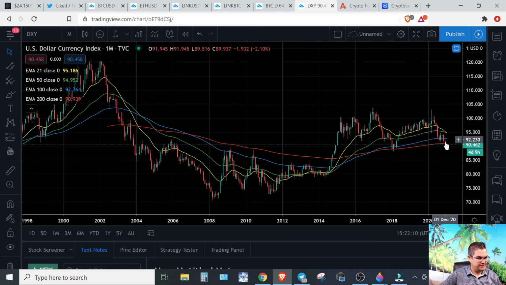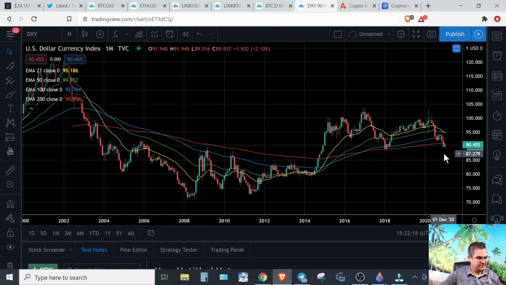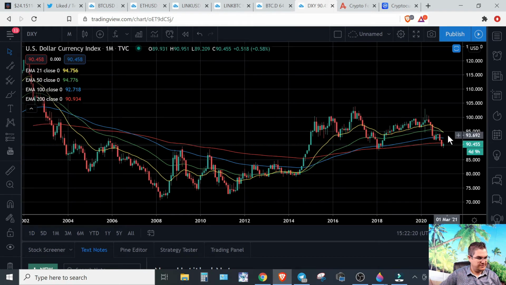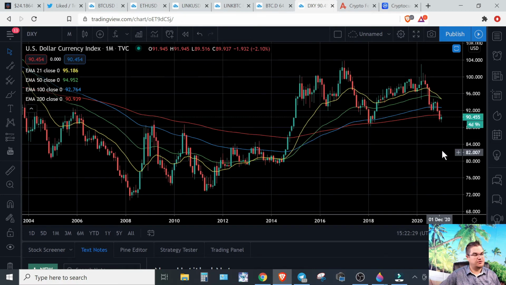If that continues to play out, we make a lower low from here, get under 88. Crypto will be in a golden age, and we will be going much, much higher, which I believe will be happening over the coming months and years, which is why we're in a bull market. This has been falling. The more money they print, the more crypto has a chance.